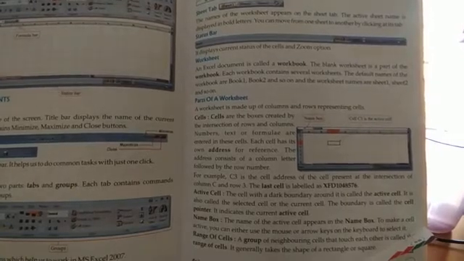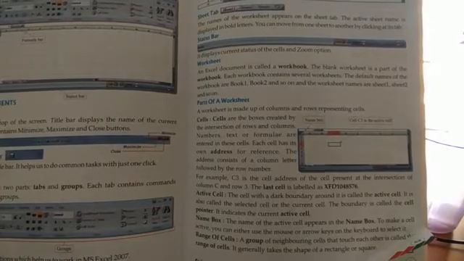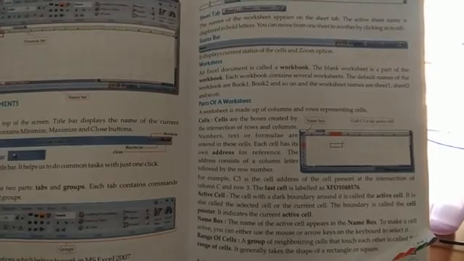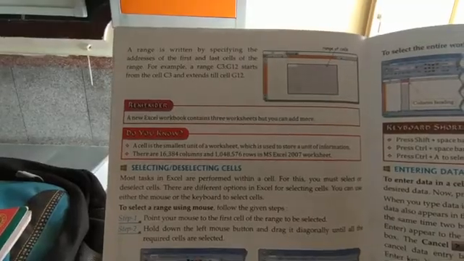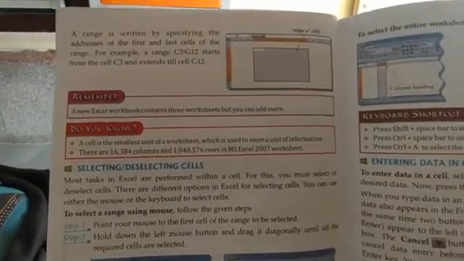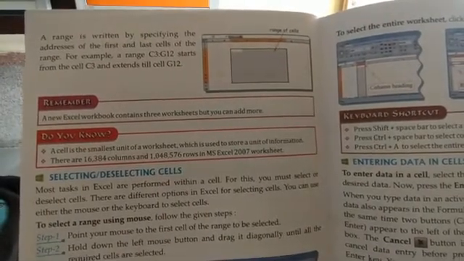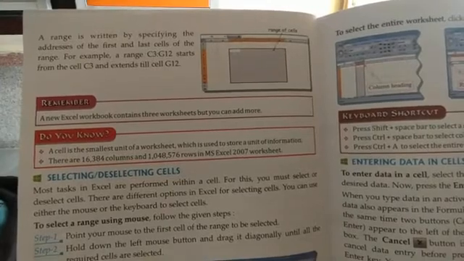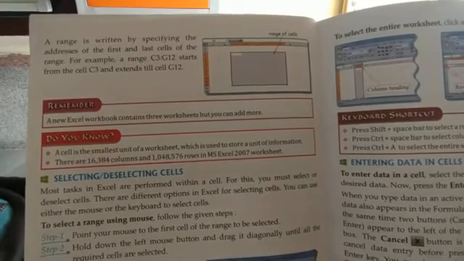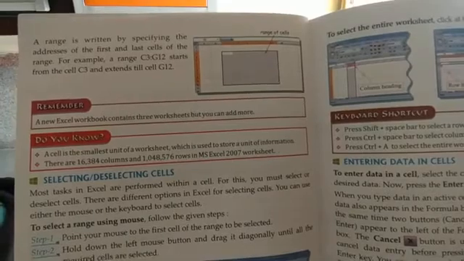Okay, so whenever you group all these connected cells together to perform any kind of calculation, you can define such a range of cells. Okay, such a range is written by specifying the address of the first and last cells of the range. For example, a range C3 colon, yes student, this sign is called the colon sign, C3 colon G12. So this range will start from the cell C3 and extend till the cell G12.